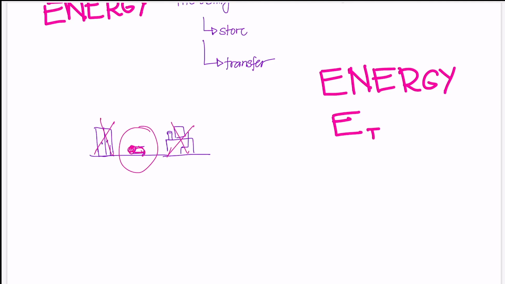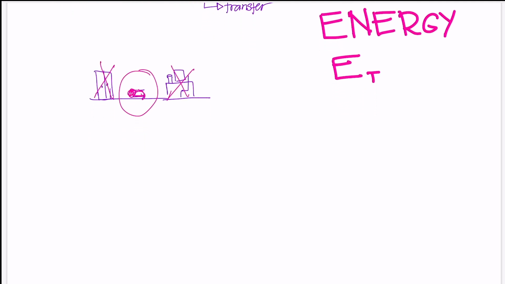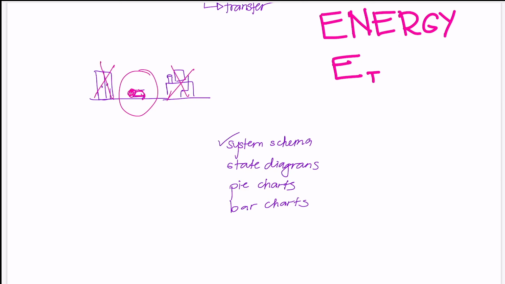So we've talked about the system schemas. All right, you know how to draw the system schema already. And you also know how to draw the state diagrams. What you're going to do is learn how to draw the pie charts and the bar charts. So this is done, and then you're going to learn this next, and then maybe you'll do the bar charts this year.